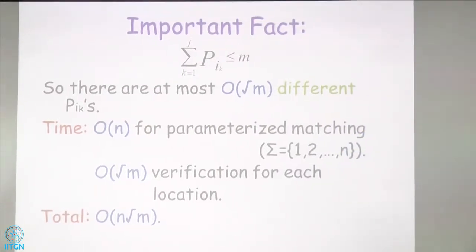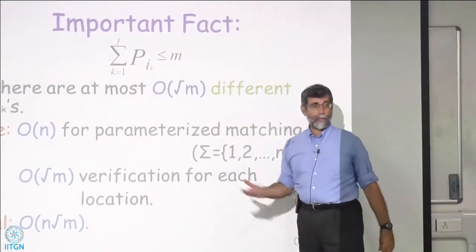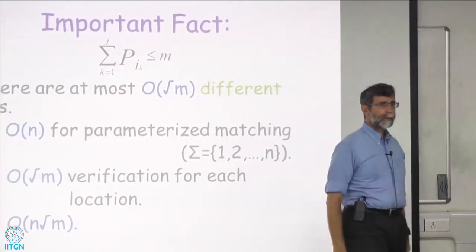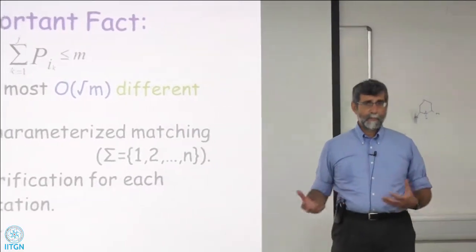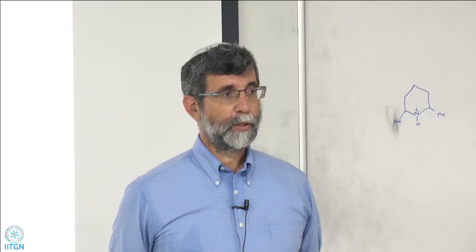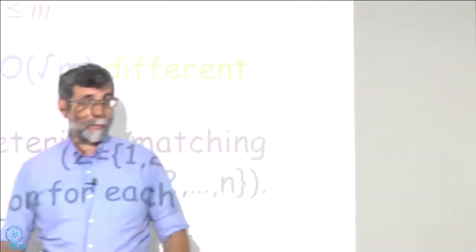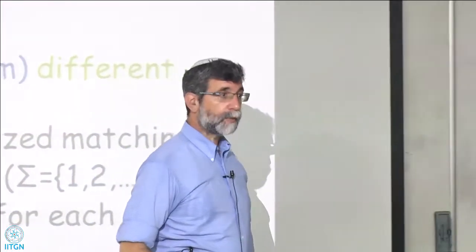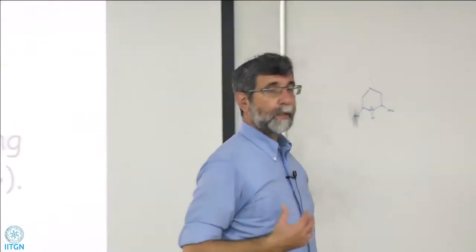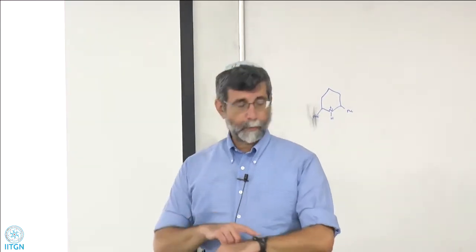What else we can do is analyze a little bit better, because the one thing that we haven't taken into account is how many places do we parameterize match. If we parameterize match in few places, then it's not going to be n times square root of m. It's going to be less. So the next thing that we need to do is work out how many times we parameterize match.